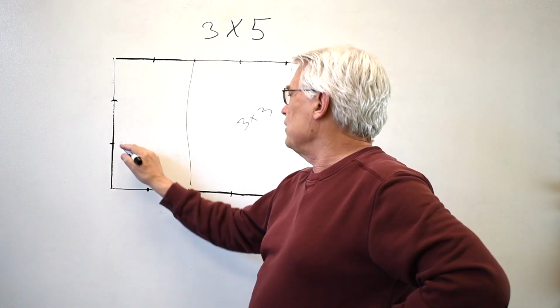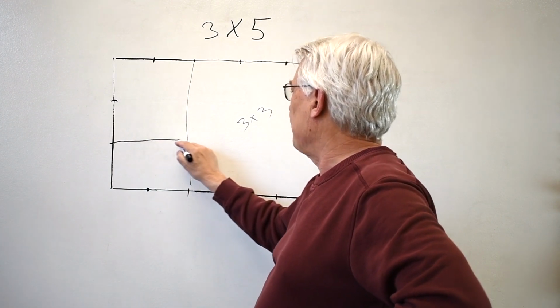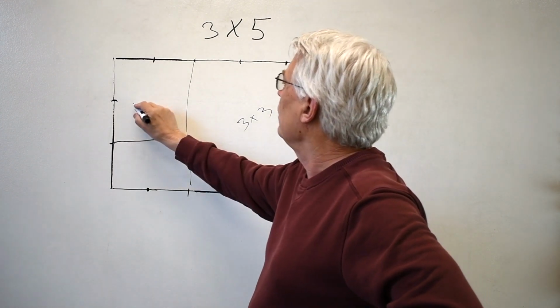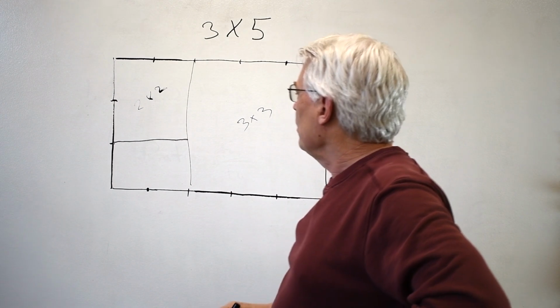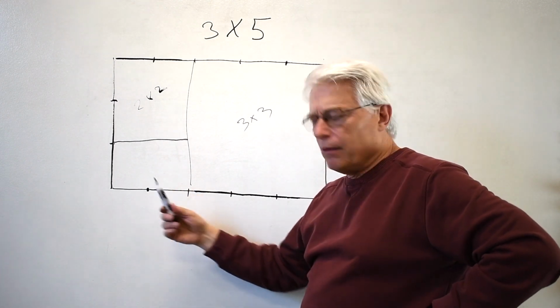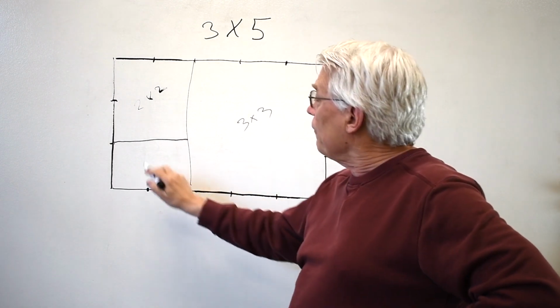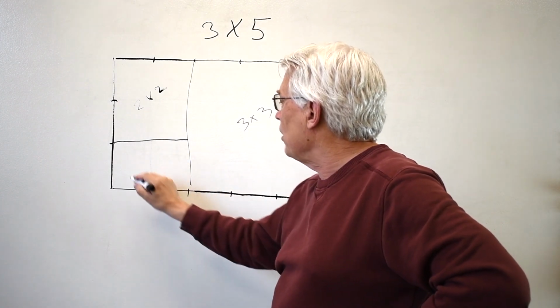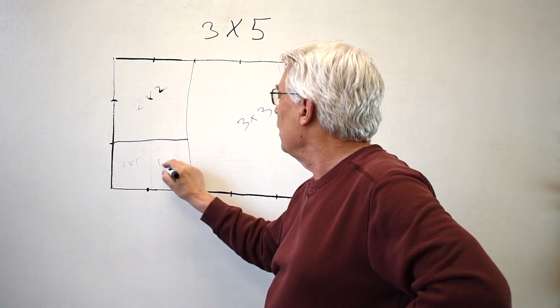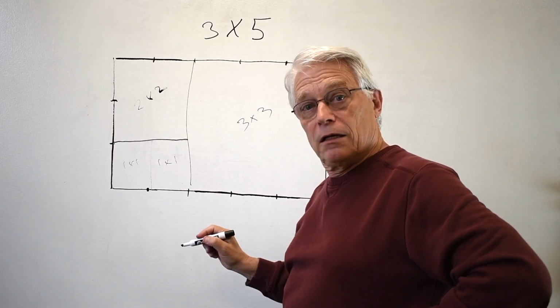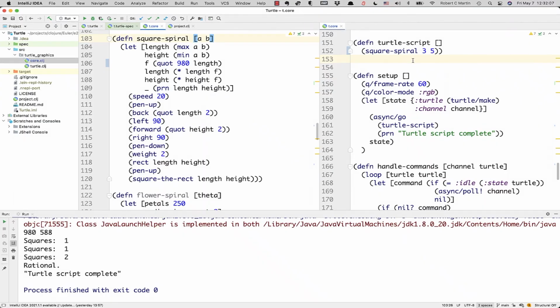Now we've got a 3 by 3 square here, but that leaves us with a rectangle over here. Well, we can cut that rectangle into a nice 2 by 2 square. But that leaves us with another rectangle. Well, we can cut that rectangle into two 1 by 1 squares. And we're done. So let's see this happen on the screen.